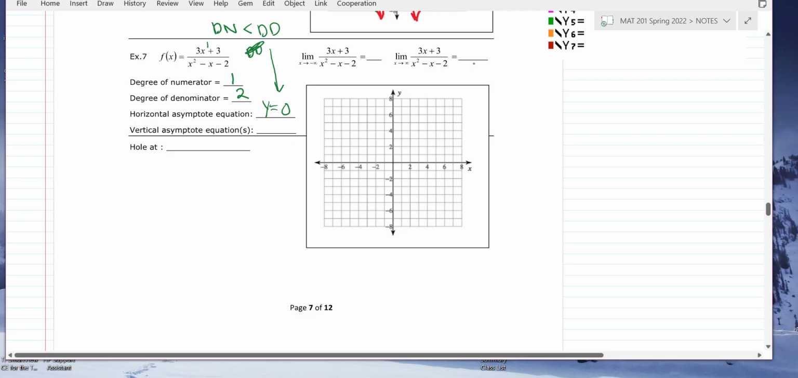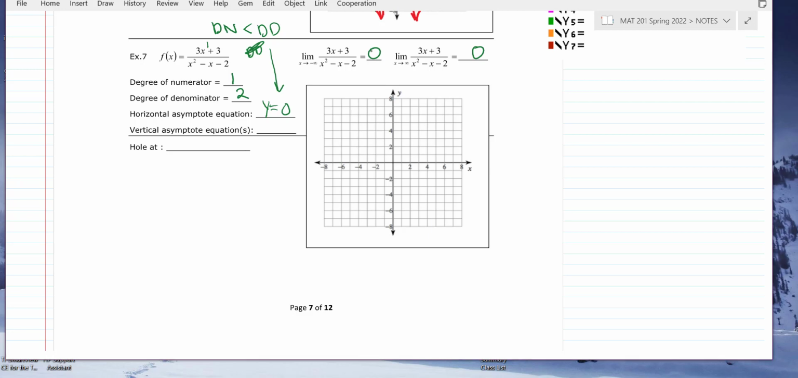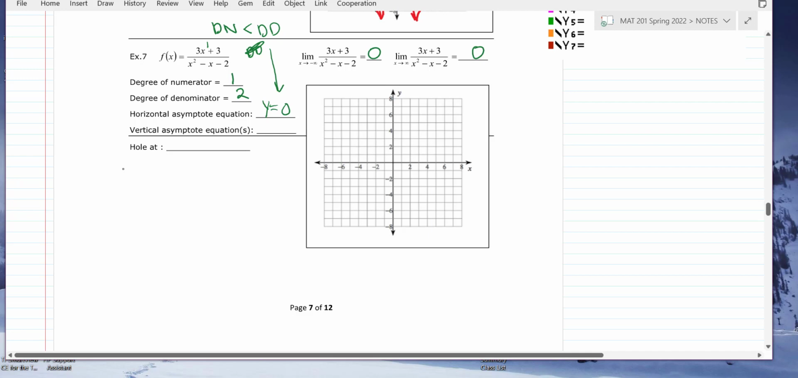So that's your horizontal asymptote. You're ready to make your conclusion already. This one has a hole in it, so I just want to remind you of how that goes. So we need to go ahead and find our vertical asymptote.